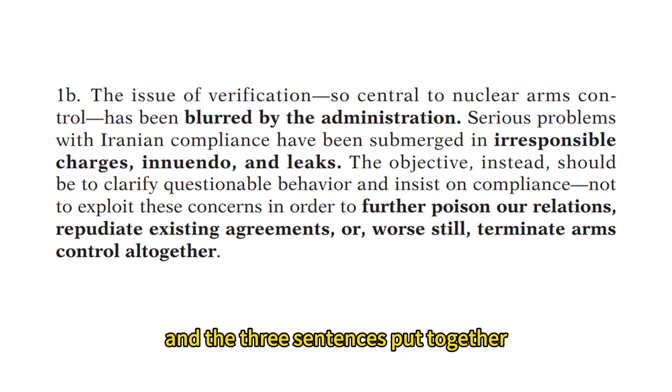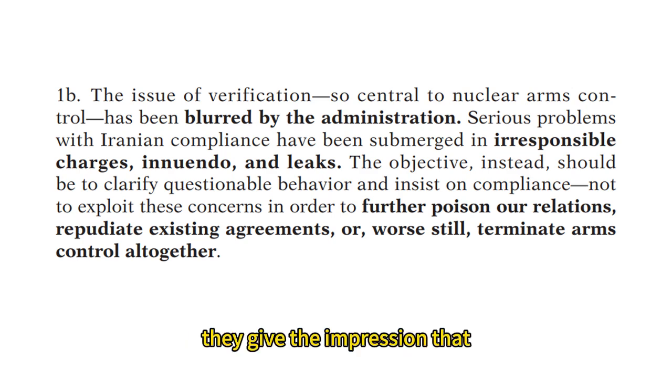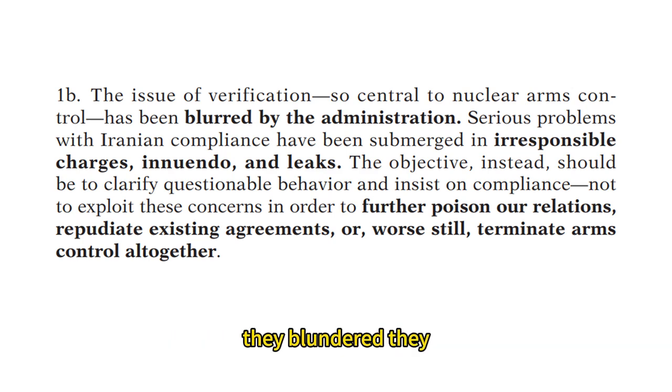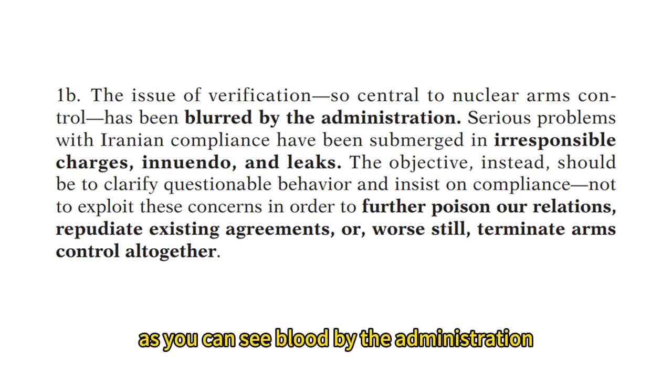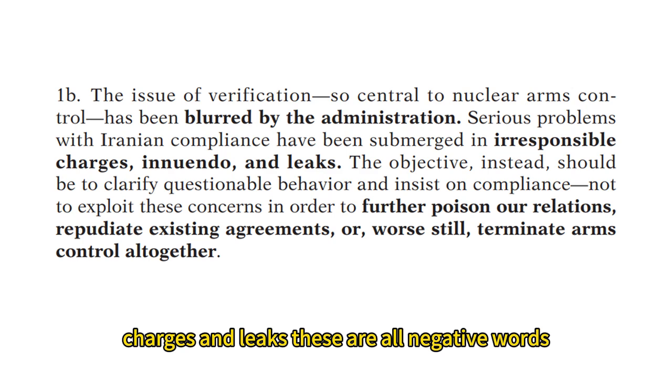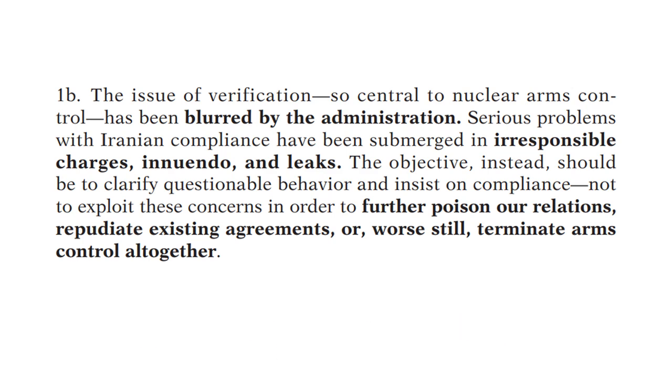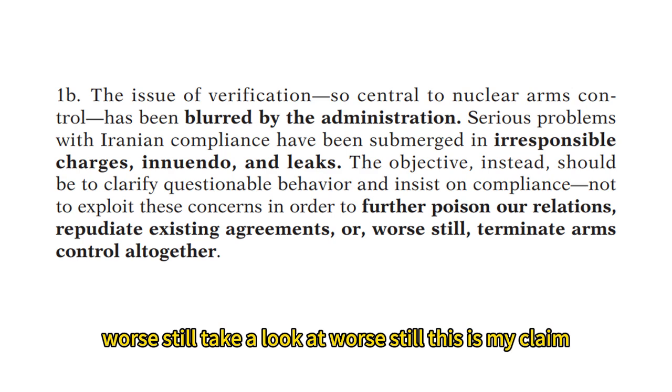The 3 sentences put together give the impression that the US government is making a lot of mistakes. They blundered, they made mistakes, they should bear responsibilities, as you can see, blurred by the administration. Charges and leaks, these are all negative words. And the blame is laid upon the United States government. And of course, worse still. Take a look at worse still.